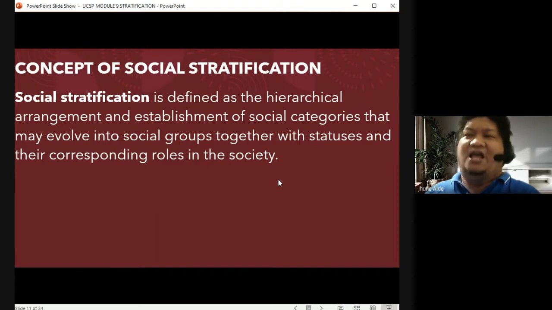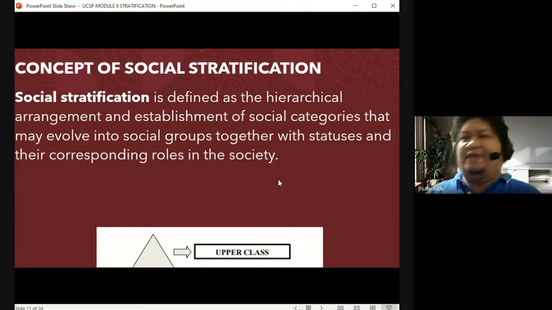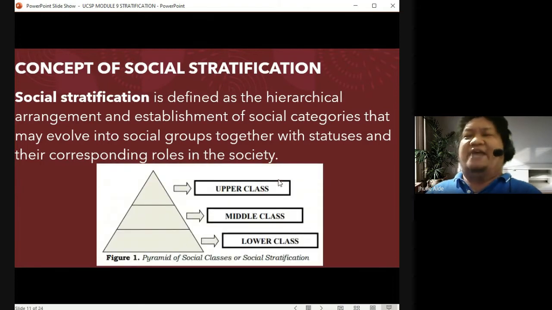Kumbaga, ano ang lagay mo sa lipunan? Ano ang katayuan mo sa ating lipunan? Or kung ano ang katayuan mo sa inyong pamilya? Are you the head of the family or what? So, kung 'yon ang pinag-uusapan ninyo, then you are dealing with stratification. Okay?